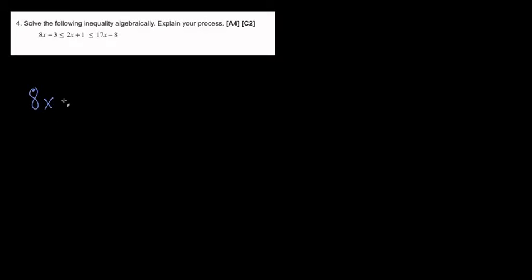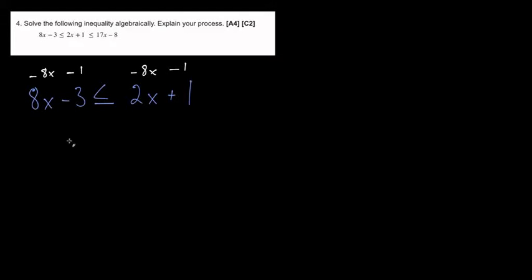So 8x minus 3 is less than or equal to 2x plus 1. And one thing to keep your ideas organized is to move the x's over so that they end up in the center. So in this inequality, we're going to be moving the x's over to the right and the constants over to the left. So we could subtract 8x from both sides. And then we could subtract 1 from both sides.